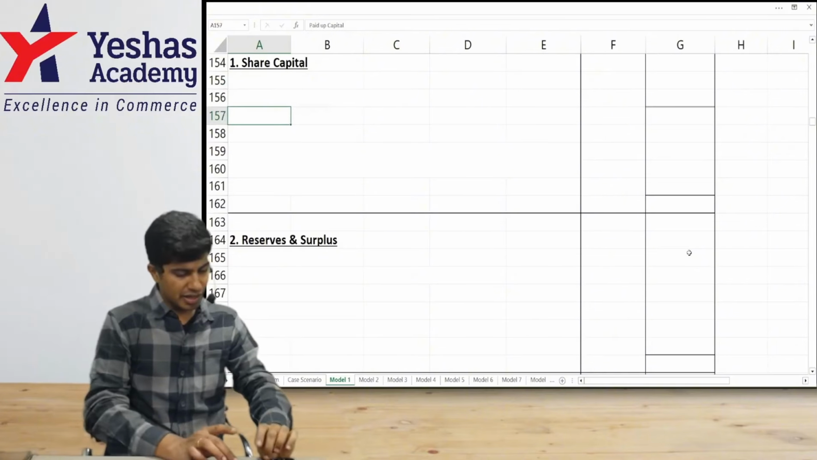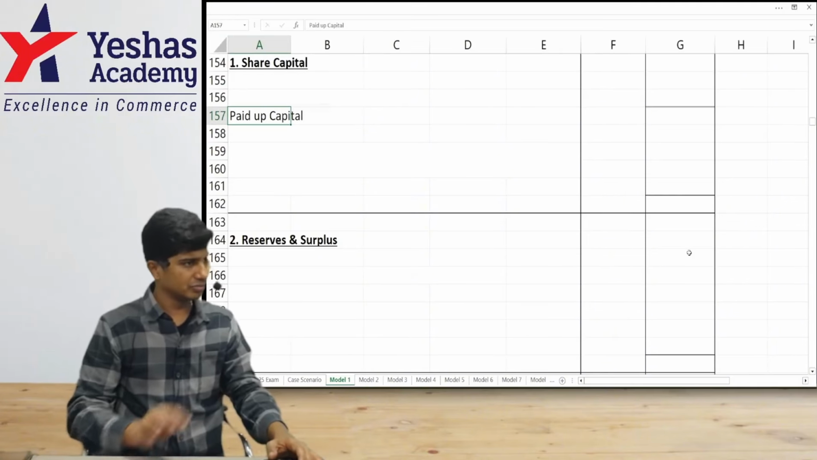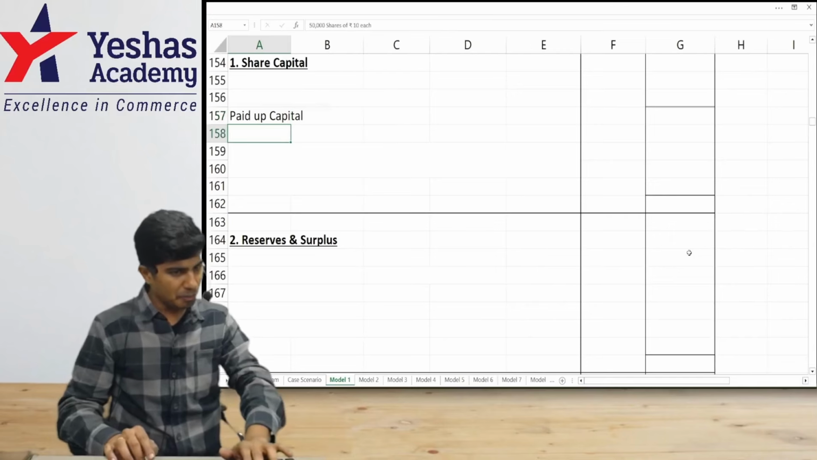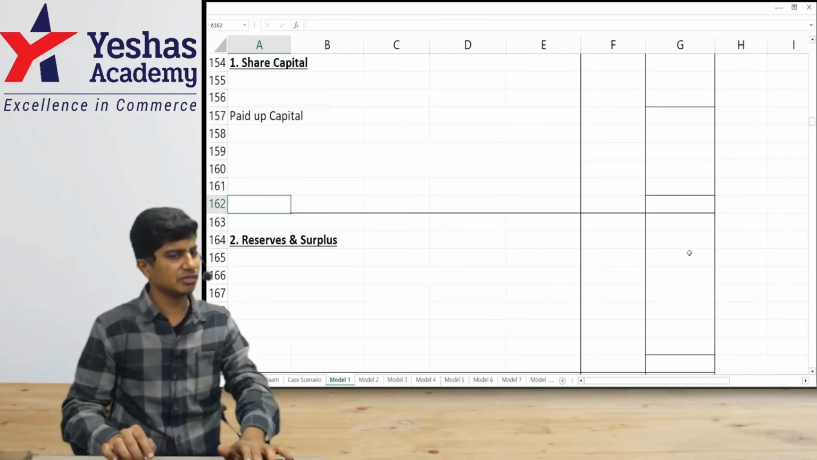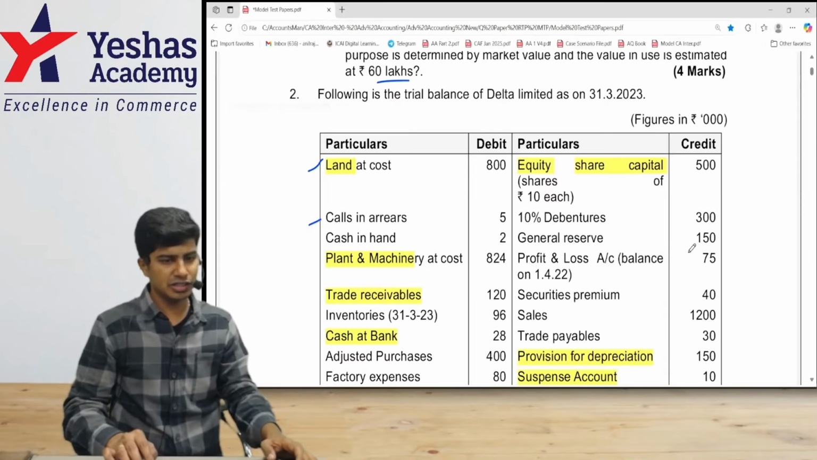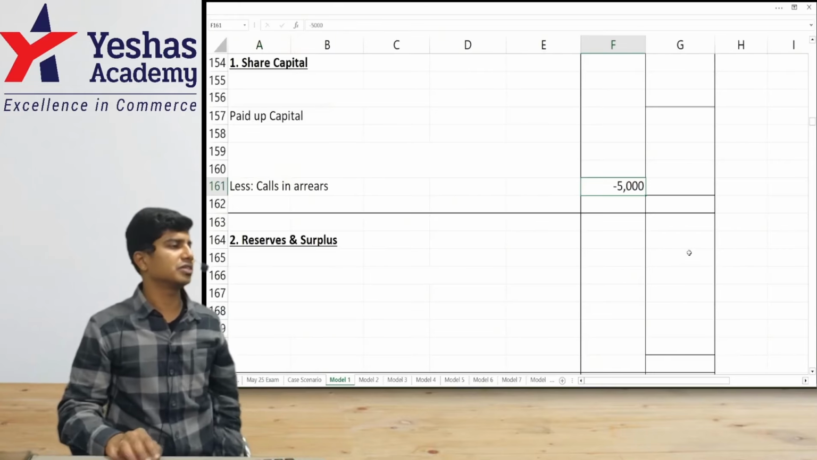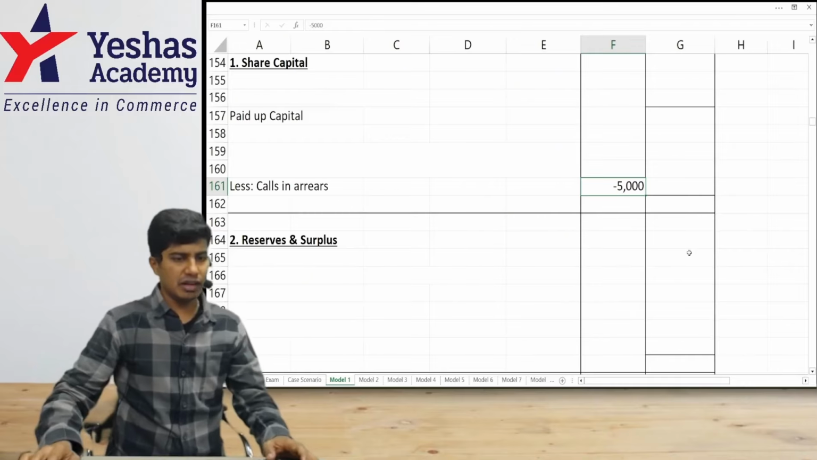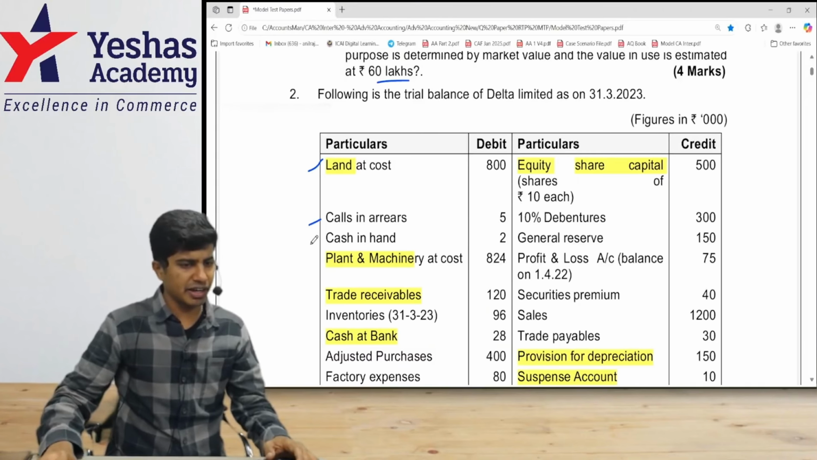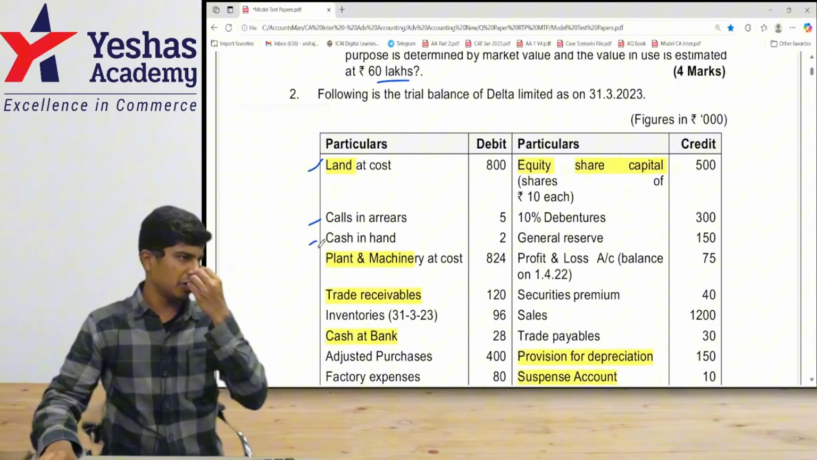Am I right? Then I'll write paid up capital. Sir, we don't know. I would have to write paid up capital. From paid up capital only, I'll reduce the call scenarios. Am I right? How much is call scenarios? 5,000. I will write call scenarios less 5,000. Then after call scenarios, I'll go to cash in hand. Cash in hand has no adjustment whatsoever.